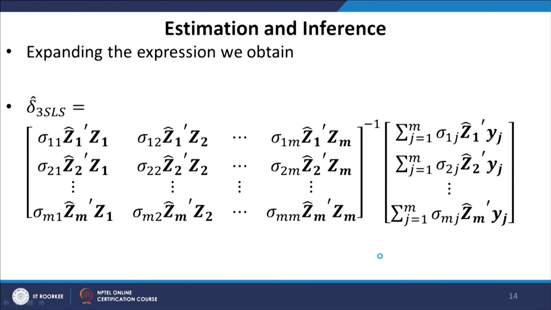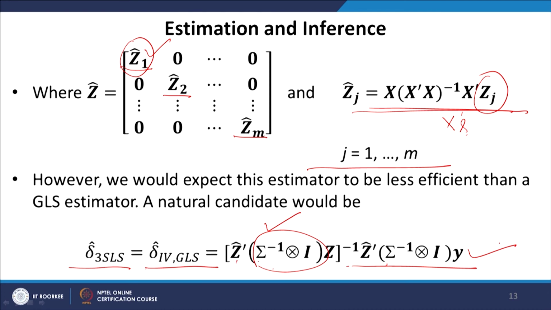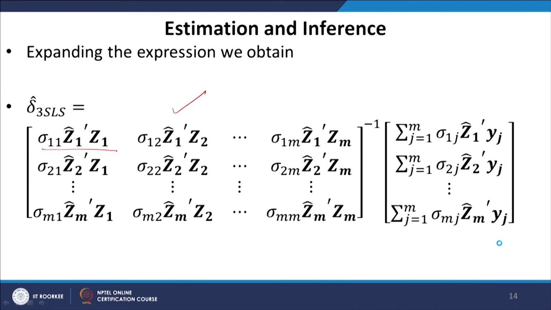Now, expanding the expression, we will obtain delta 3-SLS. This refers to the first component, corresponding to the left hand side. So, we have sigma 11 Z1 prime Z1 and so on, and this corresponds to the right hand side, that is z hat prime (sigma inverse Kronecker product I) y, which if expanded would take a form like this. So, this is my delta hat 3-SLS, or delta hat IV 2-SLS, or GLS.